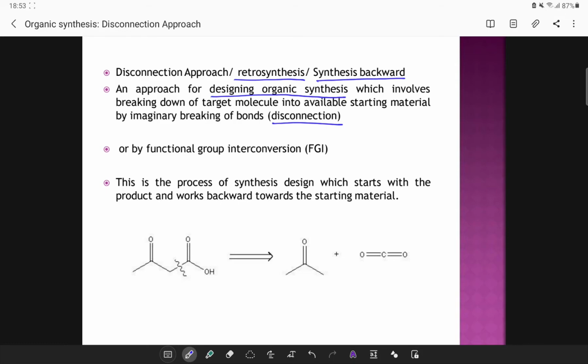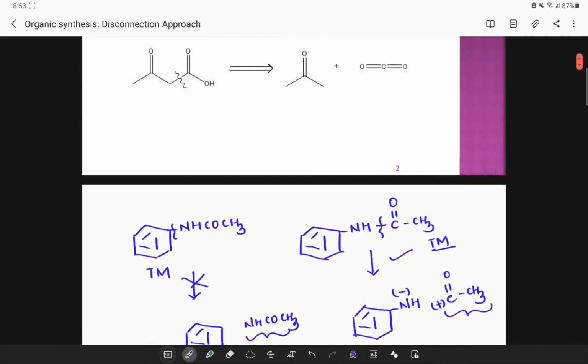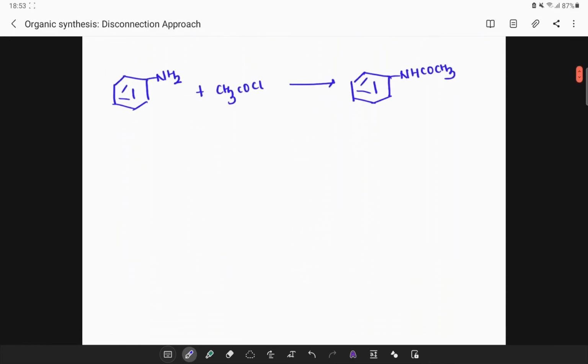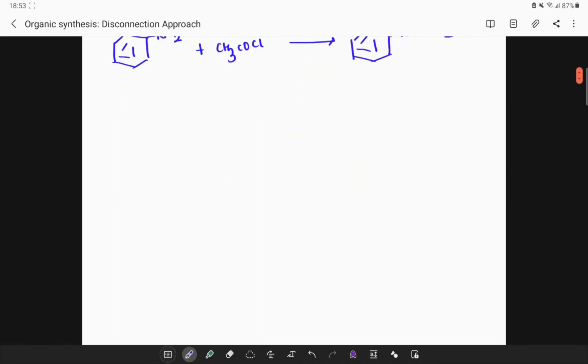The second can be by functional group interconversion. Now if I want to understand what functional group interconversion is, I can write one functional group into another. For example, let us say the target molecule is aniline. How will I get this aniline? In this way I will try to break down the bond.